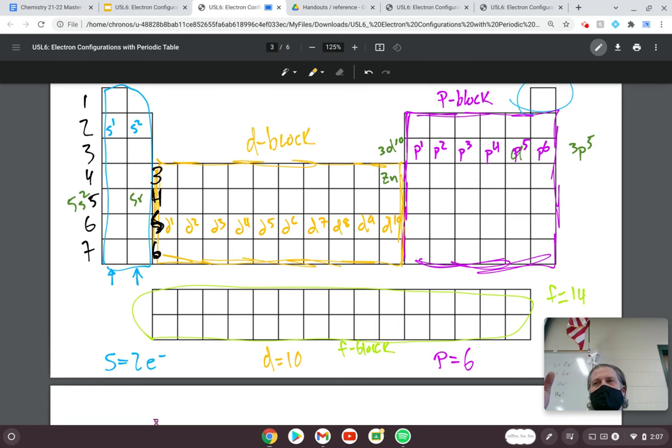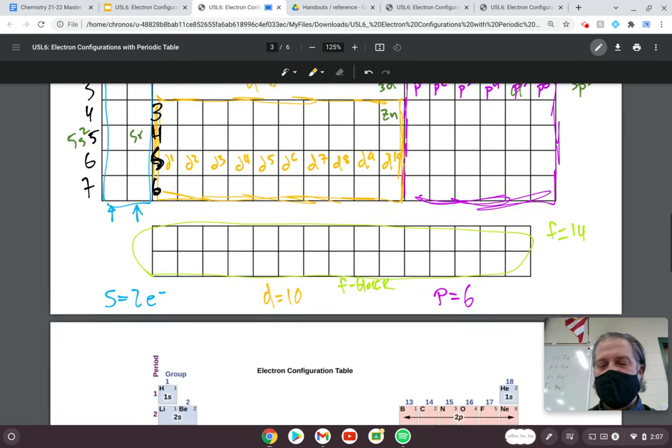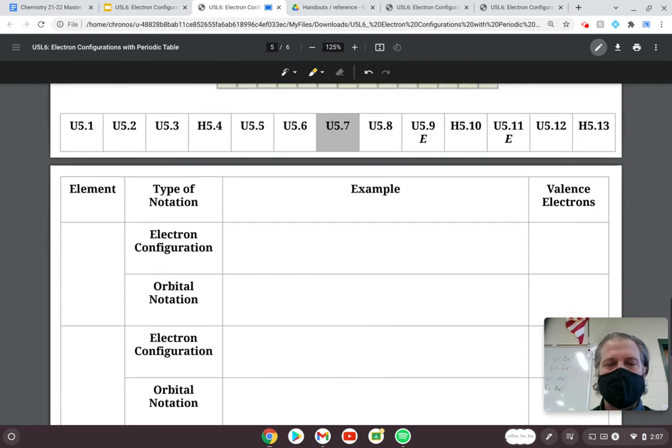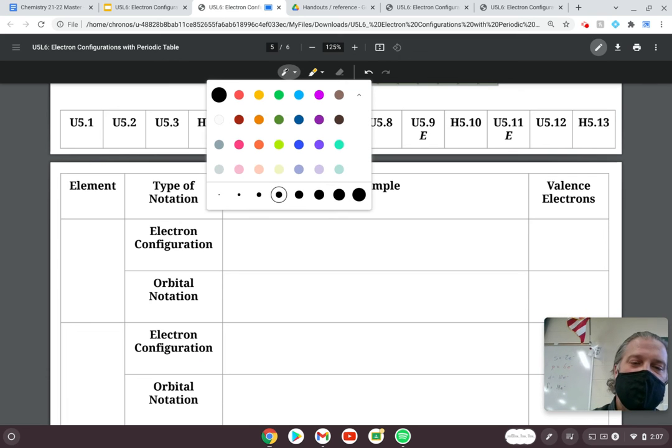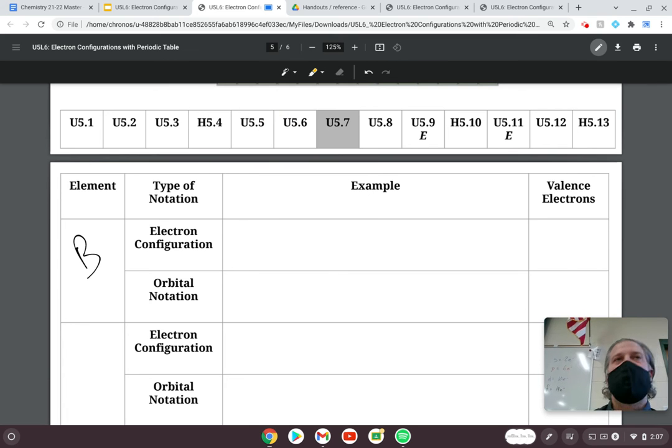So let's take a second and see how we can use the periodic table to help us identify the electron configuration for an atom. So the first element that we're going to do is something simple like boron, which happens to have 5 total electrons. Now what I'm going to do is go back to my periodic table.